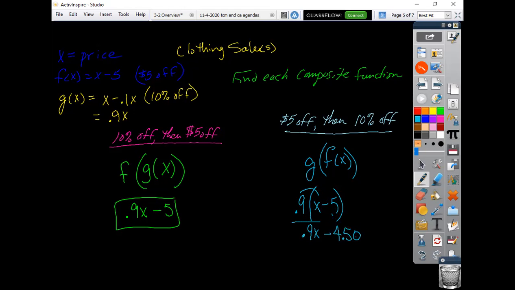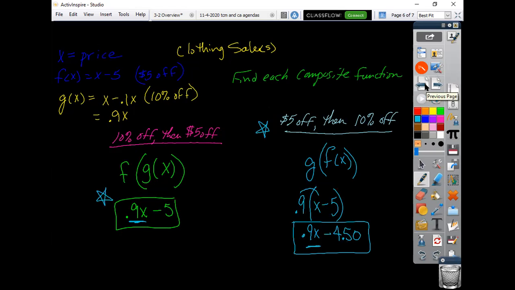And so then the question becomes, which one of these gives you a better deal? So you see the 0.9x in both of them, but this one takes off $5 after that. This one takes off $4.50. So if you're the store, you're going to want to advertise it this way because you're going to get more money. If you're the person that's shopping, you're going to want this method because you actually pay less. So just an example of how you can use the composite functions to solve sort of a real life type of problem.